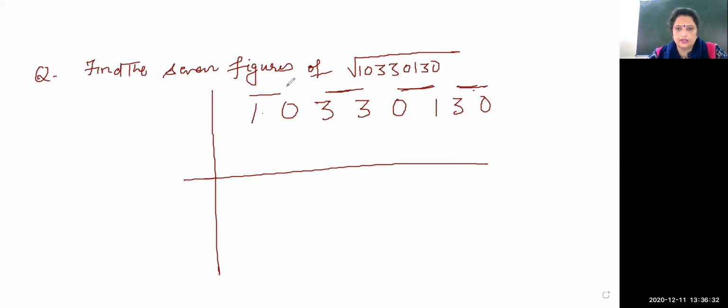So in this category, we have how many groups? 1, 2, 3, and 4. So 4 groups means there will be 4 digits before the decimal point, right? So let's start.